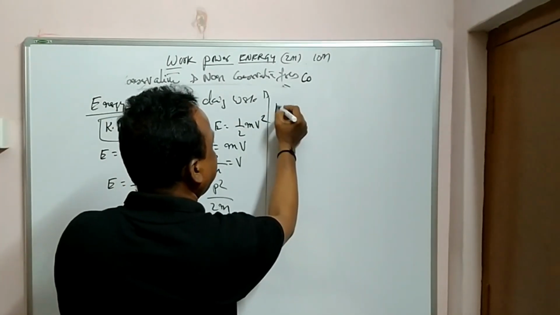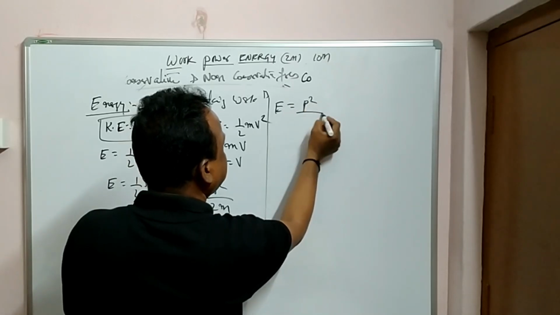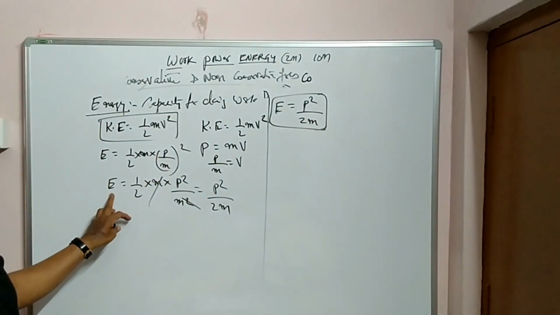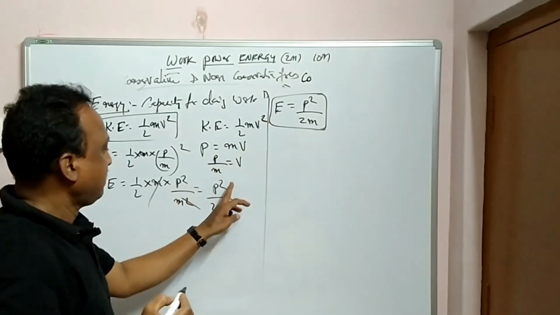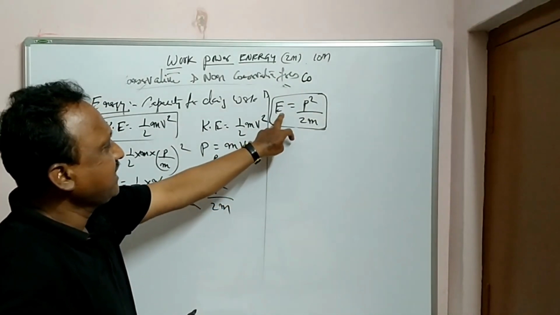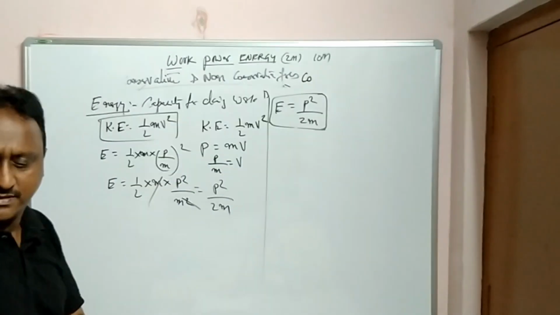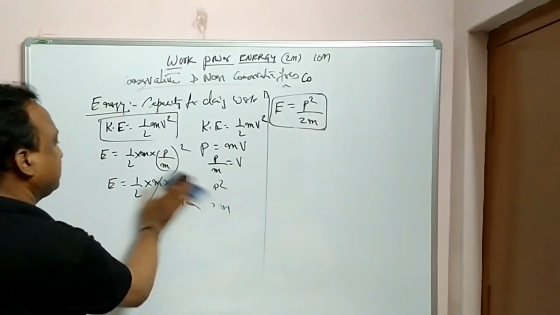The momentum-kinetic energy relation is E is equal to p square by 2m. This is the relation between energy, momentum and mass of a body from the kinetic energy equation. Clear? Right.